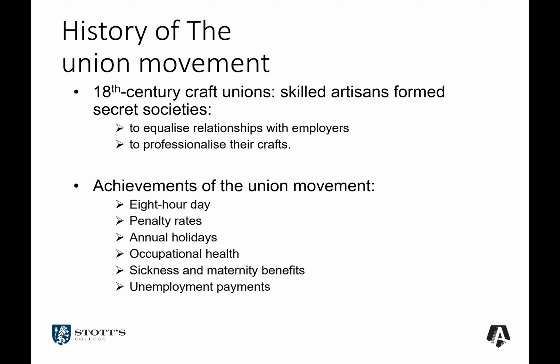This is also where things like architects come from, and some of those other professions as well. Even the medical profession ultimately comes from a craft union. In the 1800s, doctors or surgeons were often also the local butcher or the local barber, because there wasn't this structure of professionalism that grew out of craft unions. Some of the achievements in Australia of the union movement have been the 8-hour day, 40-hour week, penalty rates, annual holidays, occupational health and safety, sickness and maternity benefits, and unemployment payments. You could also include the Australian pension scheme as part of that.